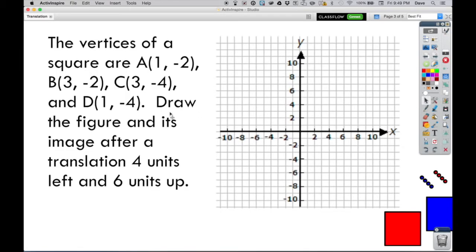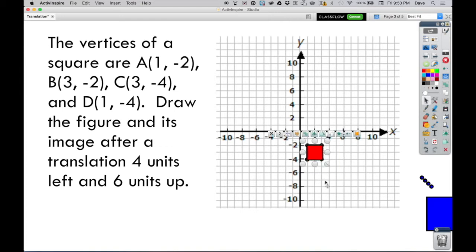The vertices of a square are point A, 1, negative 2, and in fact I'm going to go ahead and place these. So 1, negative 2, there's A. B is 3, negative 2, so across to 3, down to negative 2. C is 3, negative 4, so 3, negative 4. And D is 1, negative 4, so across to 1, down to negative 4. And so you can see our square there. Our square, let me just resize this, would be right here.